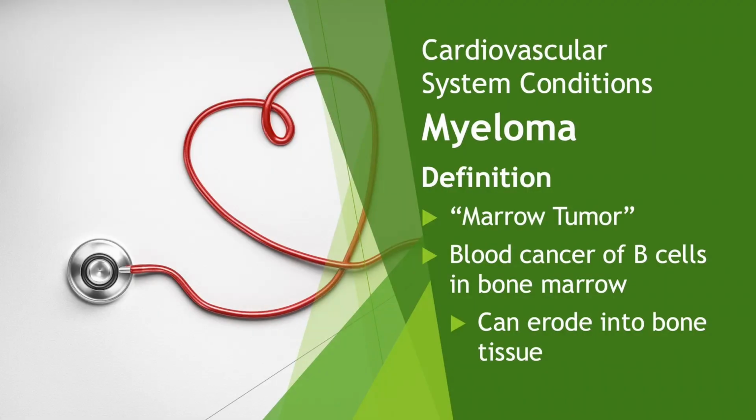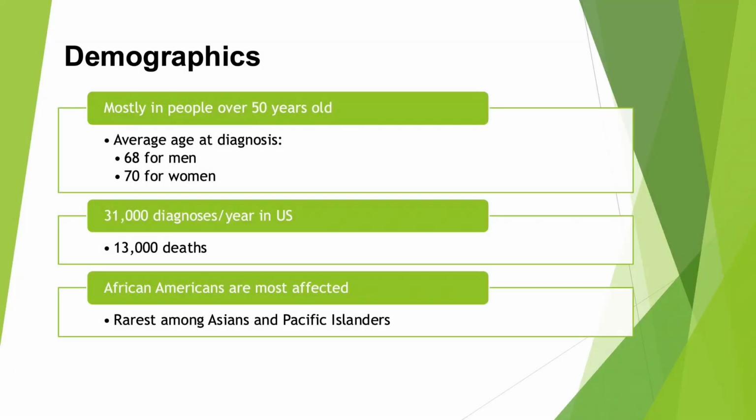Now let's examine myeloma, which literally means marrow tumor. Myeloma is a blood cancer of B cells that develops in the bone marrow. Unlike leukemia, which affects the blood itself, myeloma can erode into bone tissue, causing additional complications. Myeloma demographics show that it's mostly seen in people over 50 years old. African Americans are the most affected population, while the disease is rarest among Asians and Pacific Islanders.